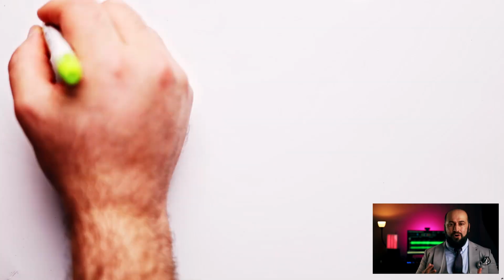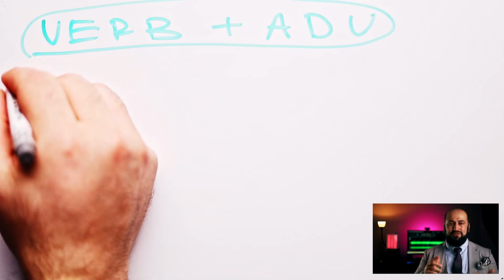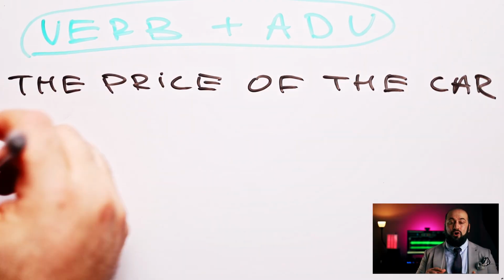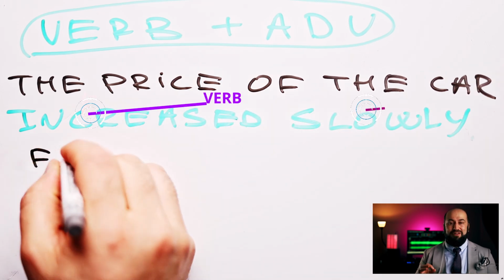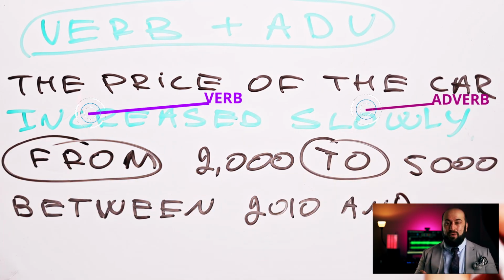So that's actually the construction that you're going to need to construct in the format of adjective and a noun. Next one, verb and adverb. Let's make the sentence actually and construct the same sentence in this format. Verb and adverb format. The price of cars increased from £2,000 to £5,000 between 2010 and 2020. So that's actually another part.